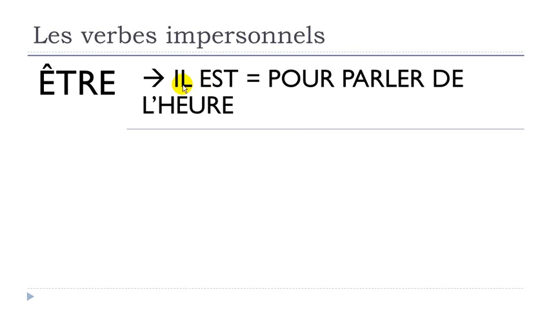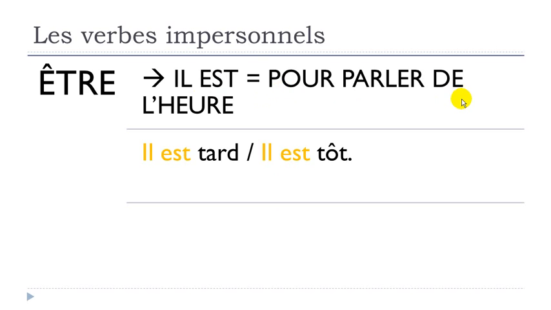So if you use this il est, you will use this structure if you want to talk about the time, okay. For instance, we've got the first example here. Il est tard, tard is late, okay. So il est tard, it is late. Il est tard, okay? So even if we use this il, it doesn't have the concept of he as normally we have, okay? It's really this impersonal form, okay?